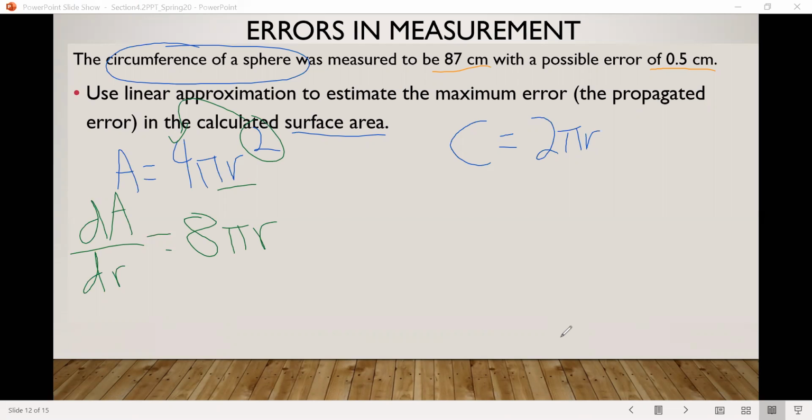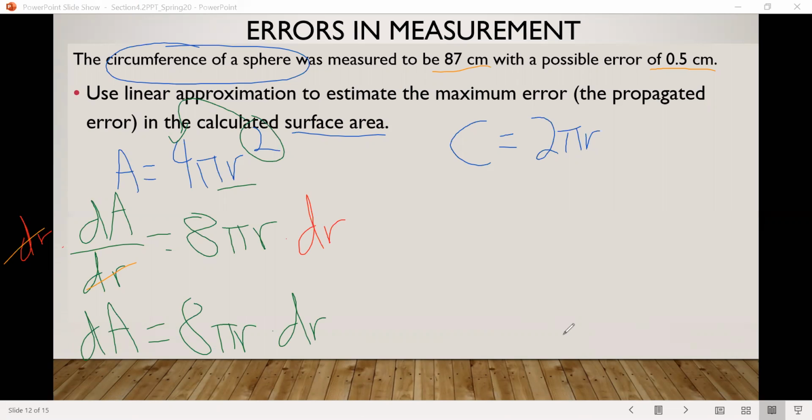Now, the next thing I'm going to do might seem a little strange, but again, before we were dealing with dy's and dx's, not dy over dx. So I'm actually going to multiply both sides by dr here. Which, if we do that, it cancels out on the left-hand side. And we're left with dA equals 8 pi r times dr.